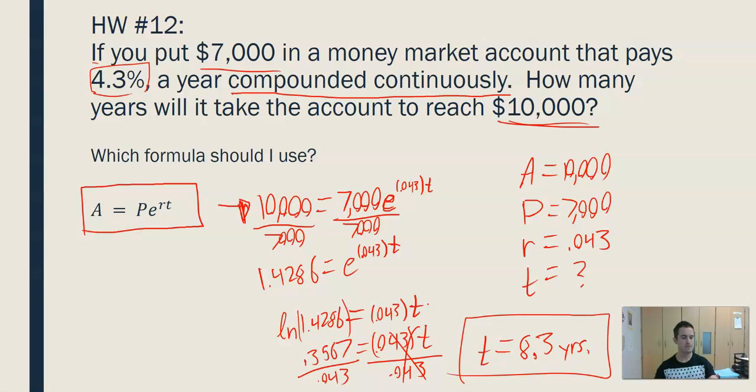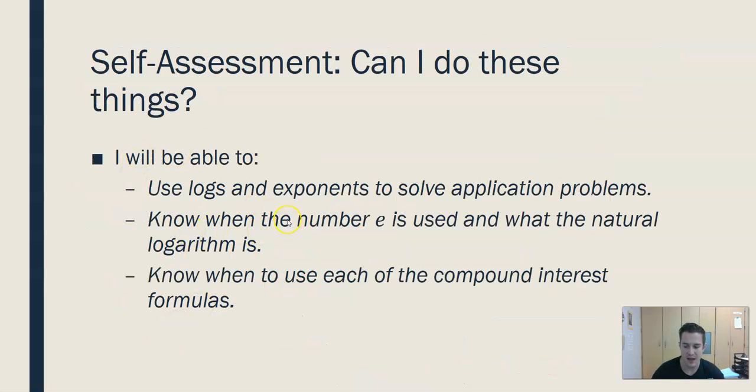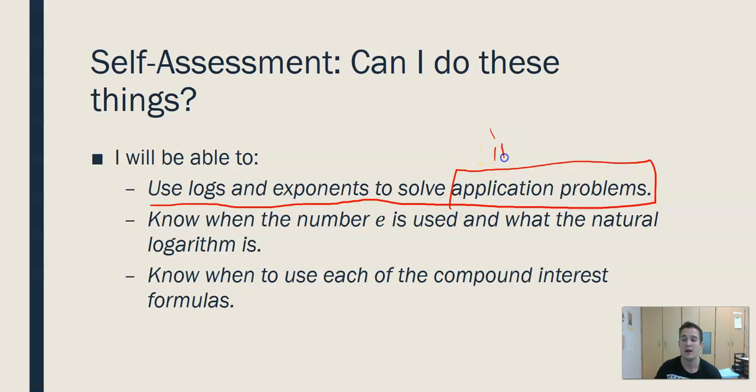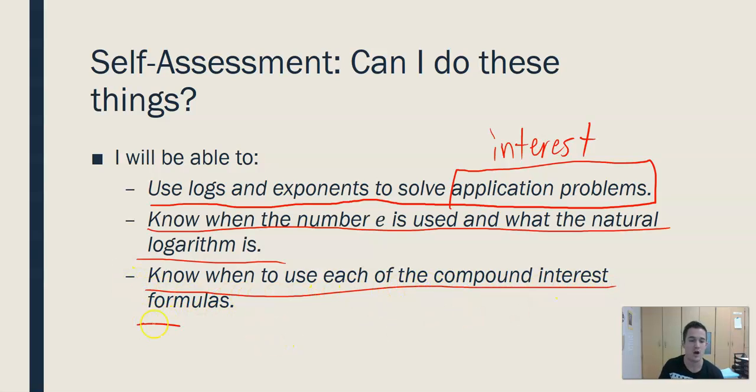$10,000. So those are all the different types of problems that you might see on this homework assignment in association with compounding interest formulas. So I hope after this video you're able to do these things. I'm hoping you're able to use logs and exponents to solve application problems, specifically our interest problems, calculating how much money you can make in interest in different situations. I hope that you know what the number e is and how to use a natural logarithm. And I hope that you're able to use each of those compound interest formulas.